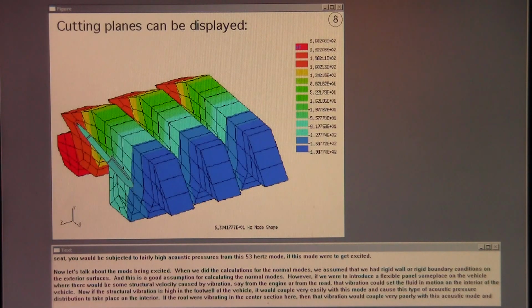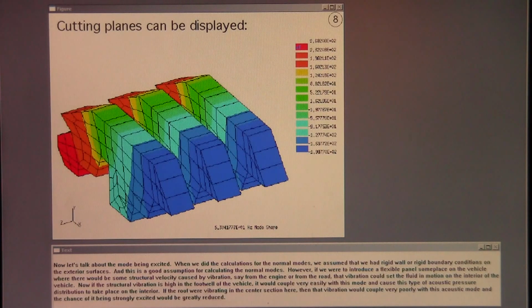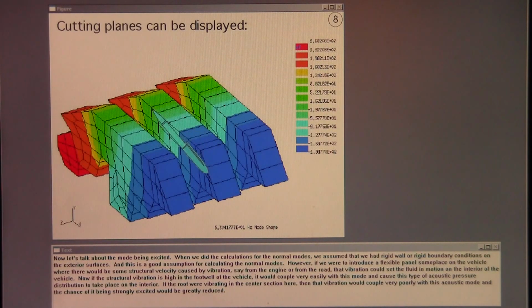Now, if the structural vibration is high in the footwell of the vehicle, it would couple very easily with this mode and cause this type of acoustic pressure distribution to take place on the interior. If the roof were vibrating in the center section here, then that vibration would couple very poorly with this acoustic mode, and the chance of it being strongly excited would be greatly reduced.